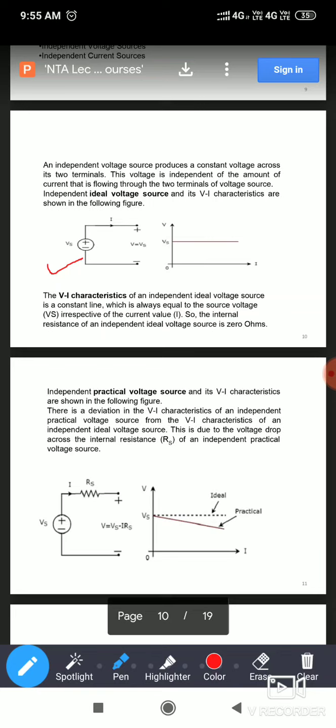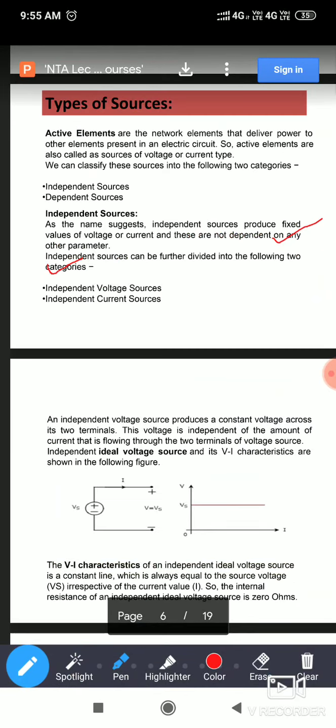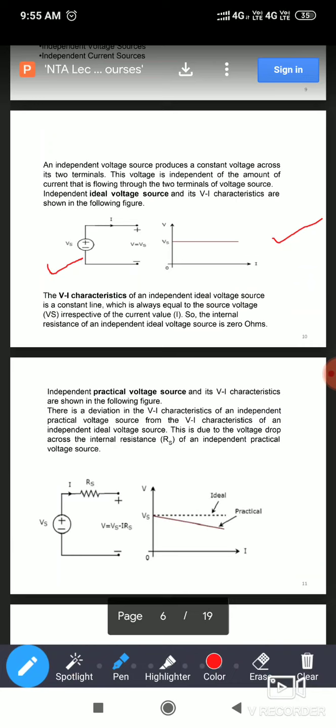I understand. So whatever you are observing, whatever I marked with a tick, that will be the ideal voltage source, and it has a characteristic. So what is the characteristic? Voltage versus current, or voltage versus time if you are taking. That graph will be constant. The value of Vs remains constant. Below here, this is given as a practical voltage source.